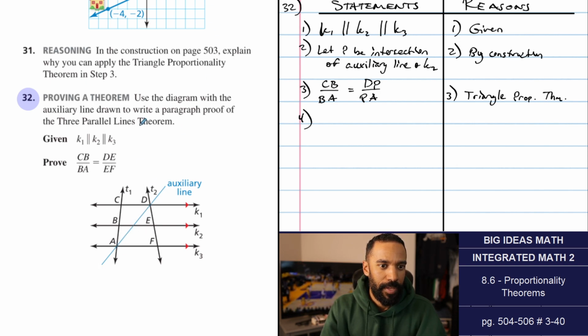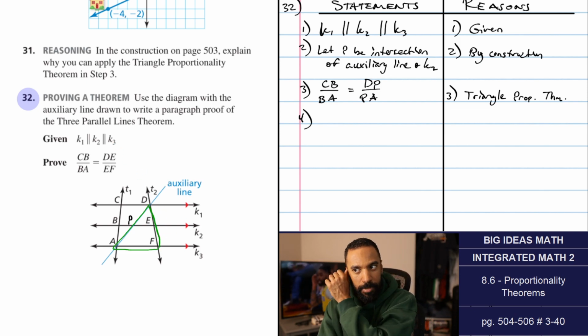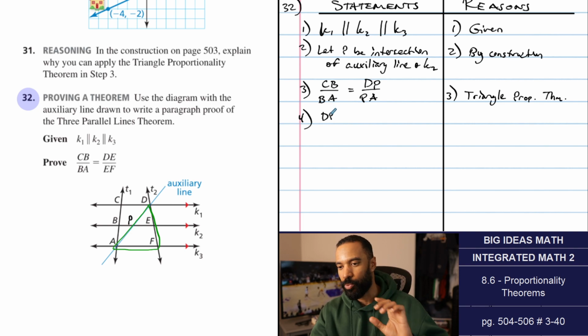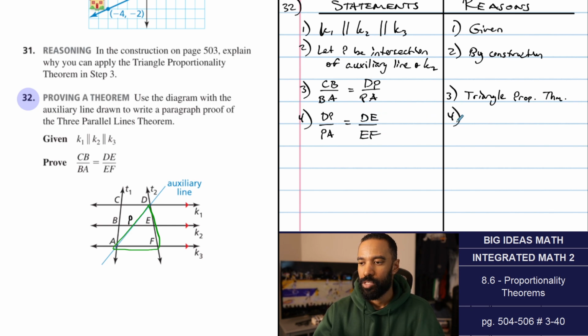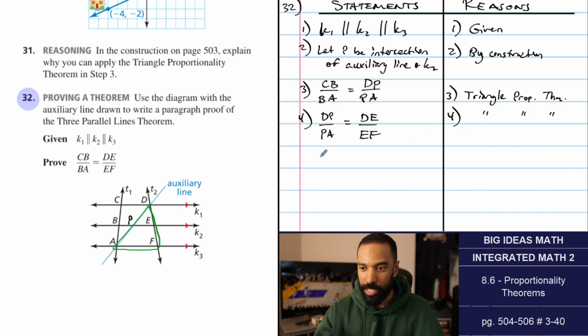I know there's still a P there. So let's now look at this triangle here and do the same thing, but keep in the order that the proof is going to want. DE and EF and DP and PA and stuff like that. So now we can say DP, because it's still parallel lines. Now we're looking at parallel lines K2 and K3. DP over PA equals DE over EF. So that is also triangle proportionality theorem. And I think it's just step 5 now.